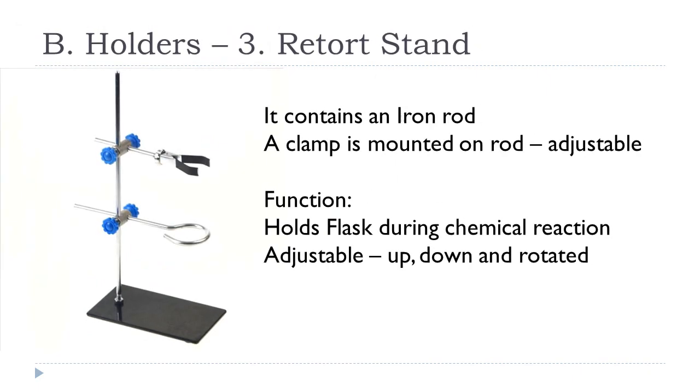Retort stand. It contains an iron rod with a rectangular heavy iron base. A clamp is mounted on the rod which can be raised or rotated. And what is the use of a retort stand? It holds the apparatus, for example, a flask, used during the chemical reactions. And the movable clamp can be moved upwards or downwards.